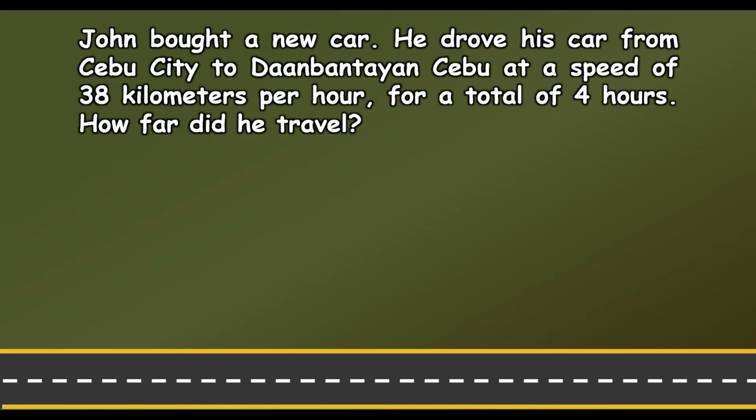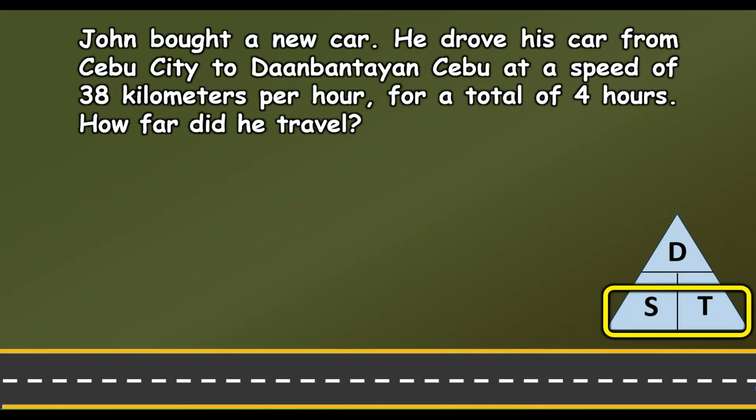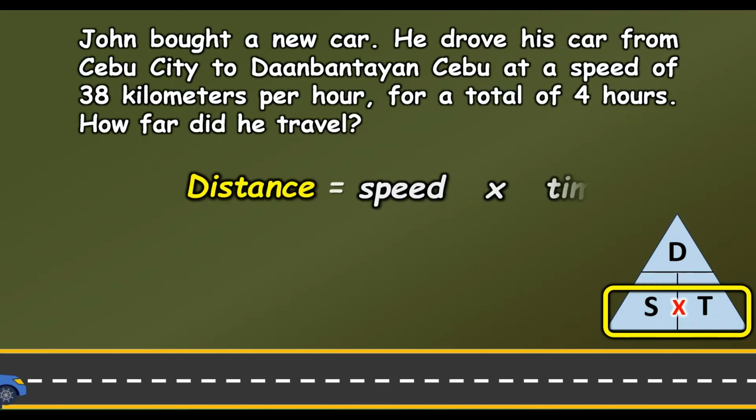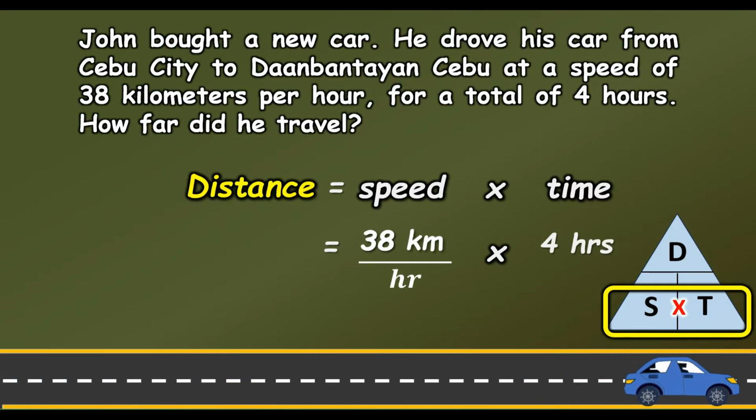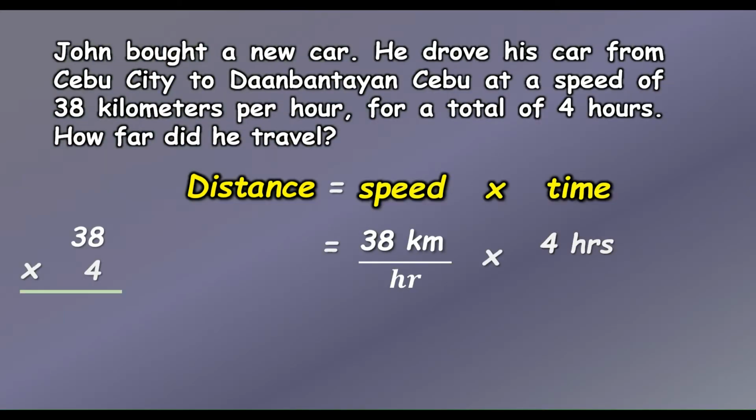Now, let's go back to the example. Given the speed of 38 km per hour and the time that is 4 hours. We use the equation. Distance equals speed times time. Substitute the equation, distance is 38 km per hour, times 4 hours. 38 times 4. Let's do the operations.